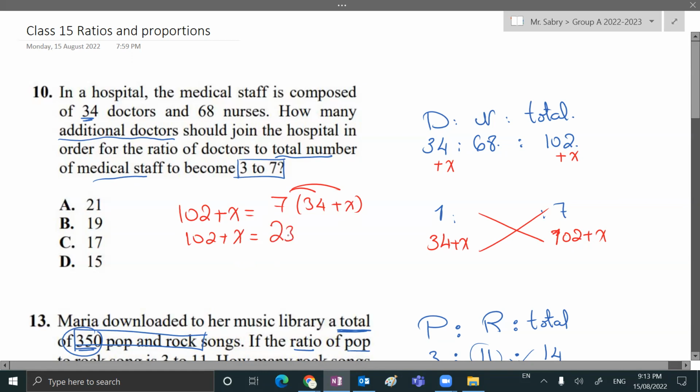238 plus 7x. So I'll have 6x equals 136, which means x equals 17, right? 17. So 17 more doctors are needed. Let me quickly go through what happened.